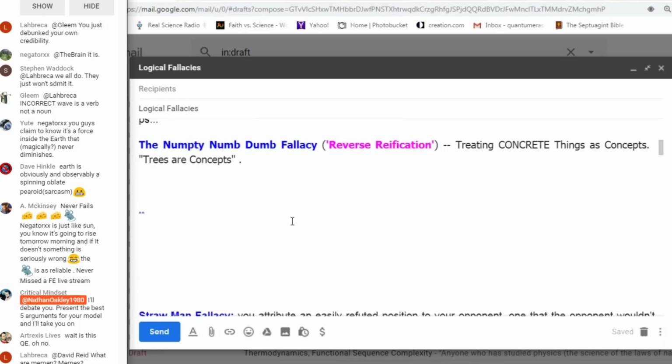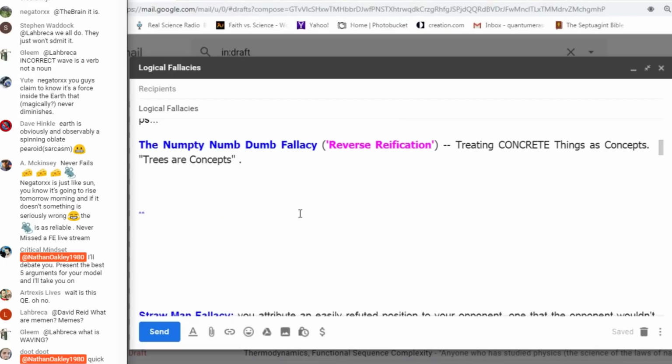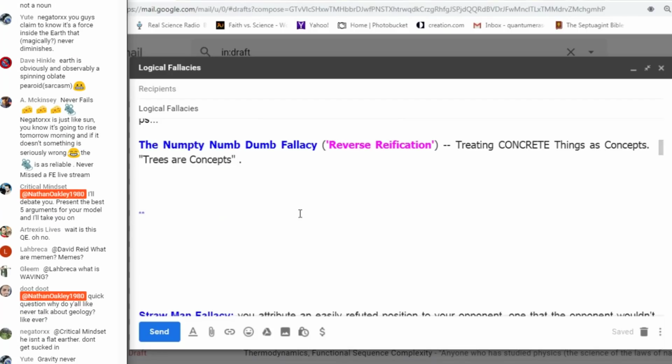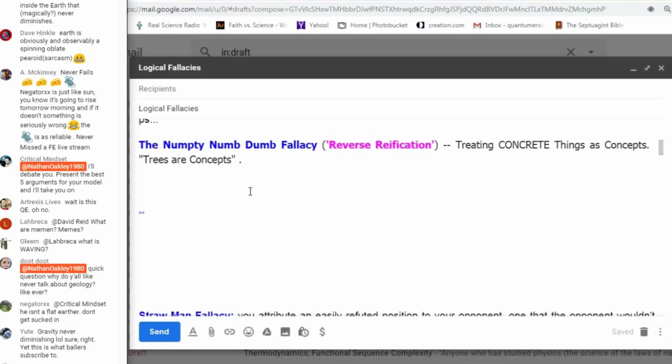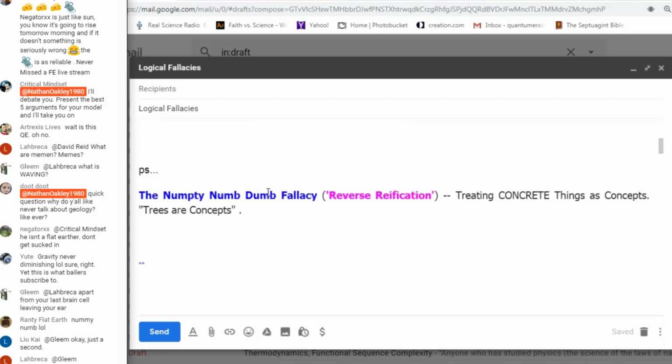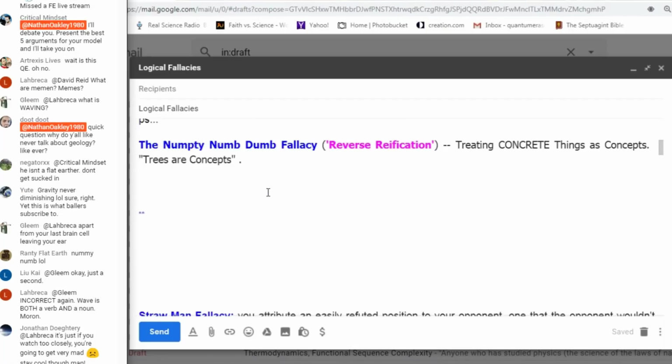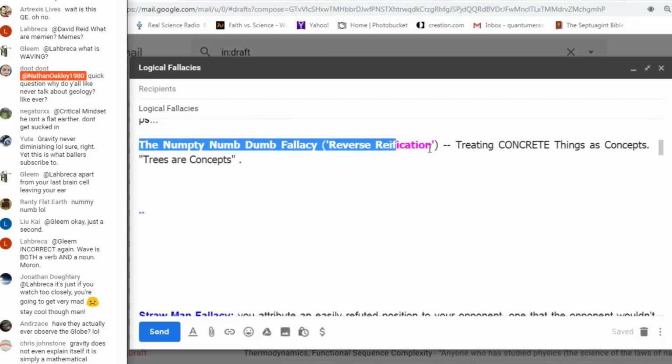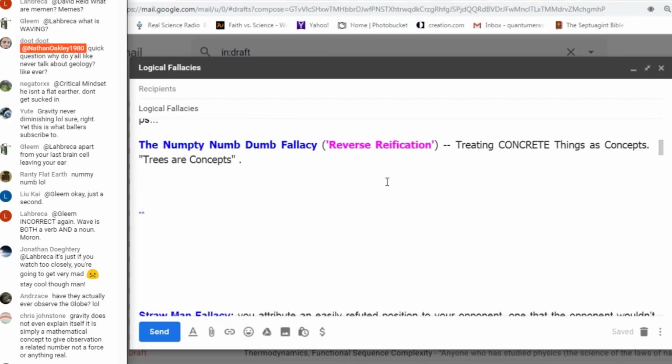Oh, P.S. I call this the numpty num-dum fallacy. It's called the reverse reification. Treating concrete things as concepts. Trees are concepts, right? No, trees aren't concepts. Trees are freaking trees. Any questions on that? In fact, there's an online peer-reviewed source that I can submit claims to. I'm seriously considering submitting this under this title because it's exactly what it is.